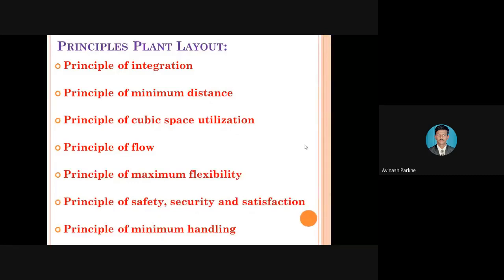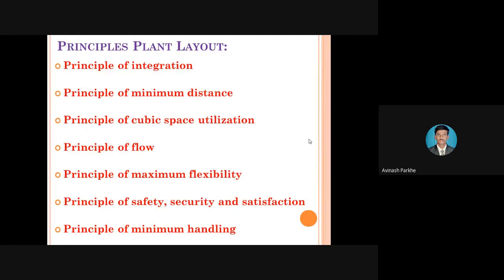And as we know, there are some heavy duty machines and some heavy duty components. They have maximum size, and sometimes the height is also very large. So whatever the height of that particular industry or space is, that height of the space also we can utilize for installing your machines. Therefore, this third principle is related to cubic space utilization.